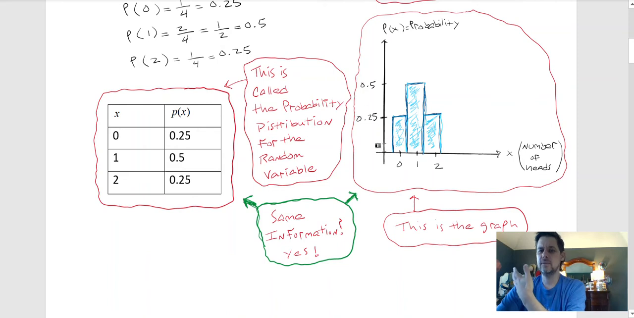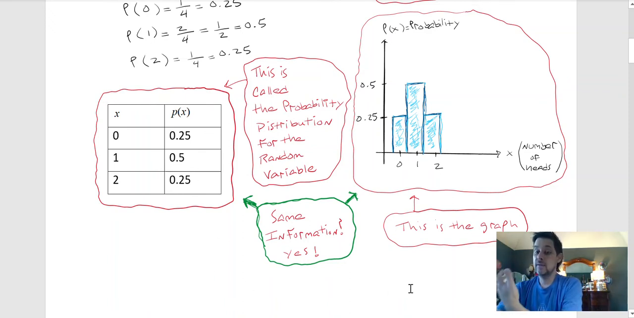Now, almost anything you can do in math with a table or a listing of numbers or whatever, you can do with a graph. So this is the graph of the probability distribution. And it's the same information. The graph is just a picture, all right? So x is the random variable. It's the number of heads. You see that 2 right there? Okay, so if you go vertically, that's the probability that it's 2. It says 0.25. That's what it is, all right?